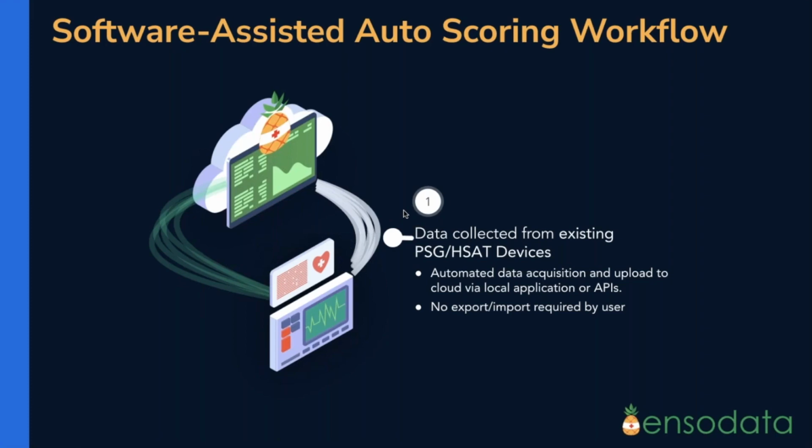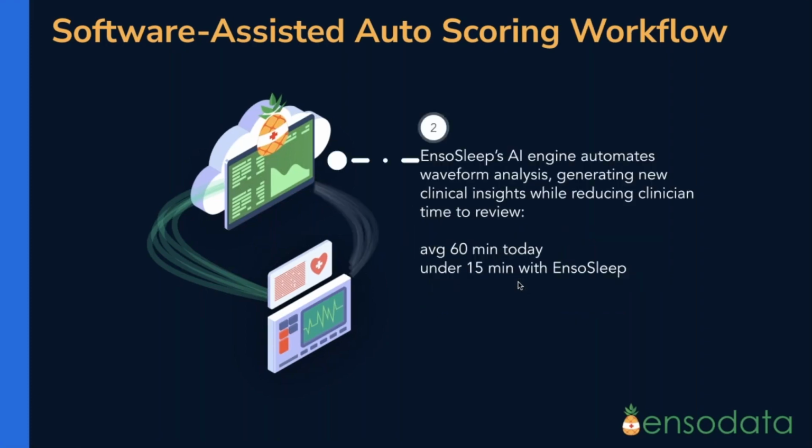For EnsoSleep, what usually happens is that data collected from existing PSG and HSAT devices is automatically uploaded to the cloud using some sort of local application or API, without the need for any export or import by the user. Then all of that data is processed by EnsoSleep's AI engine in the cloud to automate the scoring of the different sleep stages and sleep events, essentially reducing the time it takes for a clinician to review a sleep study.